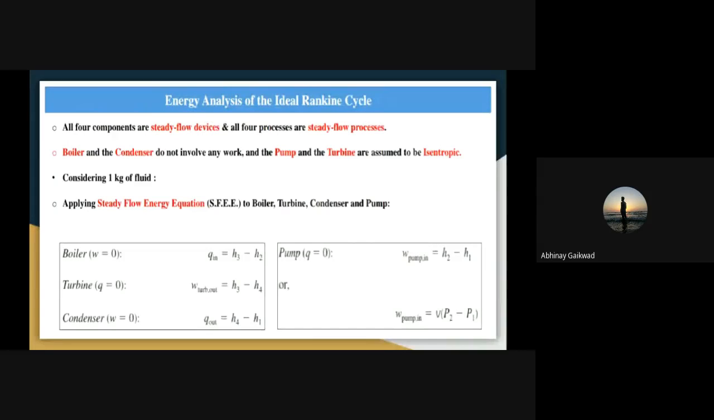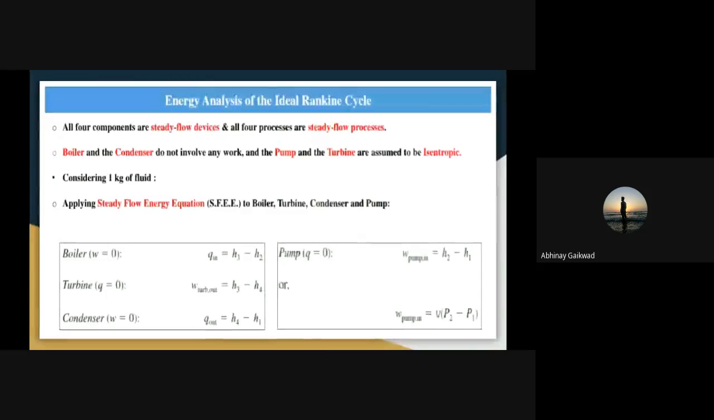These devices are all steady flow devices. All four components associated with the Rankine cycle are steady flow devices, and thus all four processes that make up the Rankine cycle can be analyzed as steady flow processes. So I will assume that all four processes are working in the steady state only.